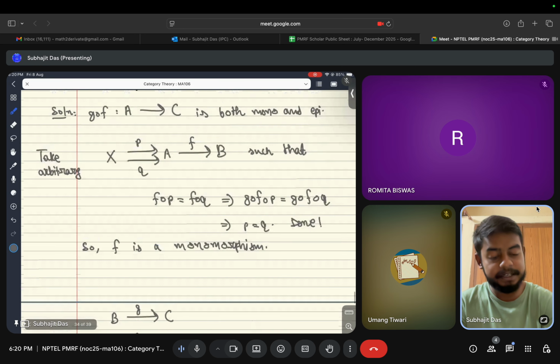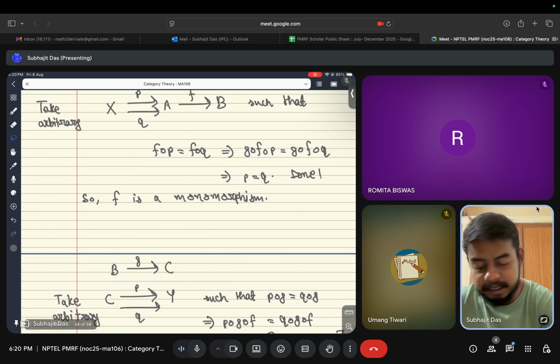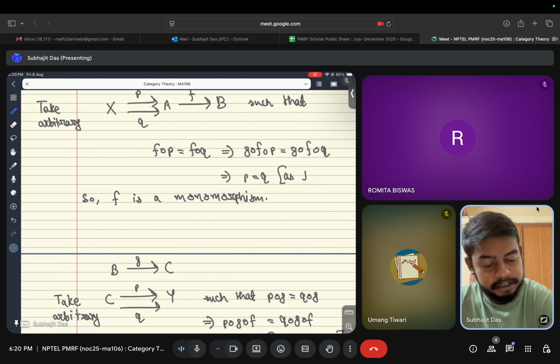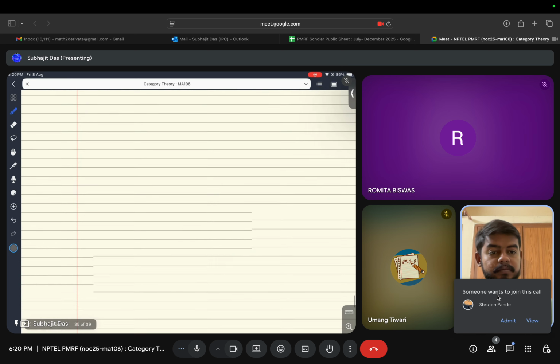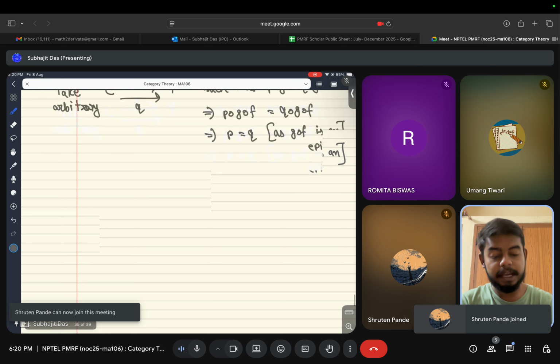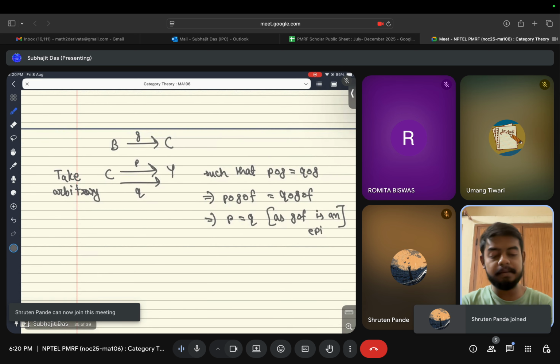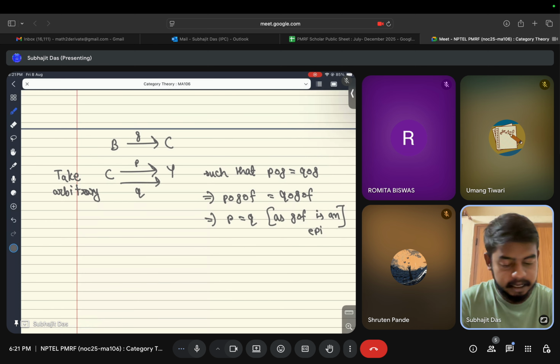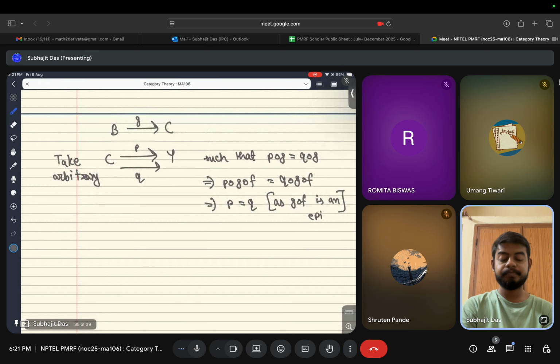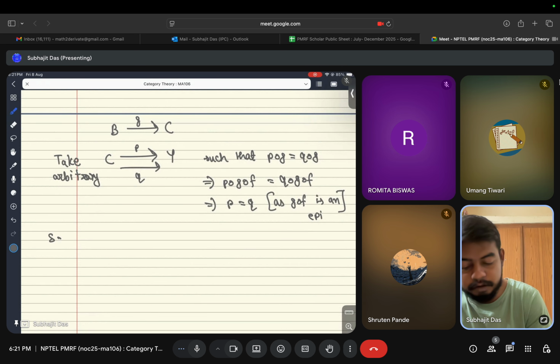And this holds as G composed F is a monomorphism. Yeah. So this implies P is equal to Q. One second, I think my app has hanged. Yeah. So G is an epimorphism.